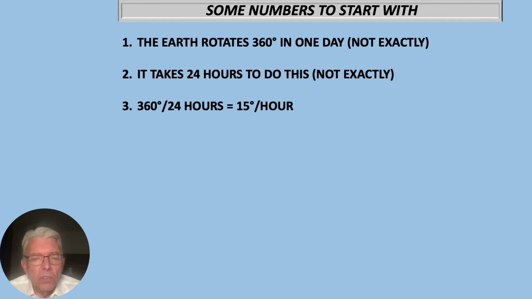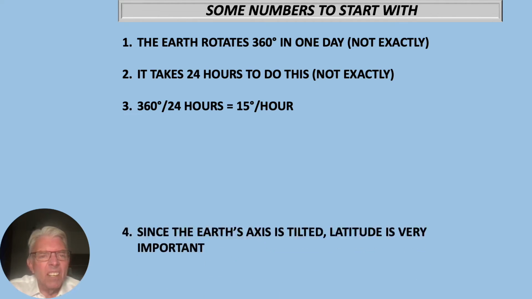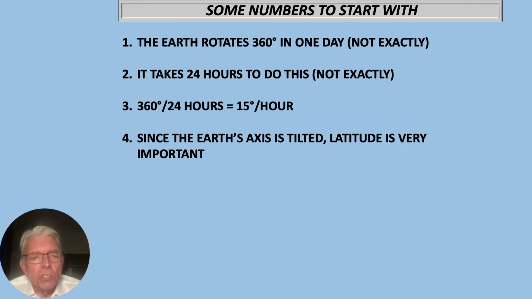So the Earth is rotating at about 15 degrees longitude per hour, and that adds up to 360 at the end of the day. And since the Earth's axis is tilted, latitude becomes very, very important. For instance, on the first day of summer, when the North Pole is pointed toward the sun, then the days are longer. In fact, it's 24 hours continuous daylight up there. And then the days actually get shorter as you head south toward the equator.